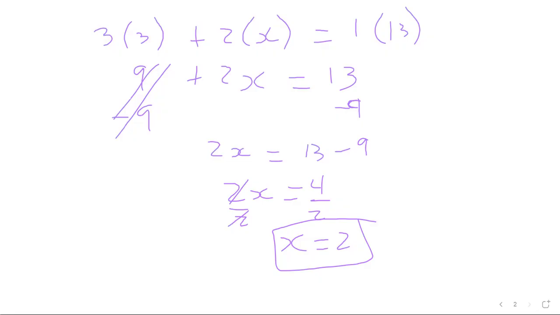All right, another one. I'm going to go to another page. So let's say that we have 2x over 9 minus 4 equals x over 6. So 2x over 9 minus 4 equals x over 6.